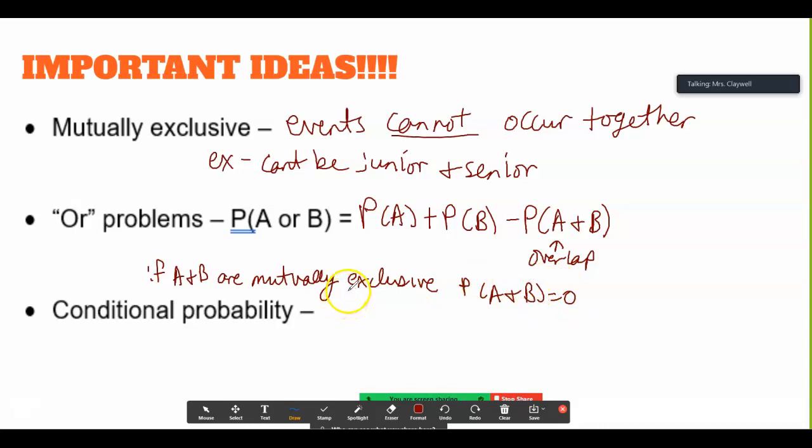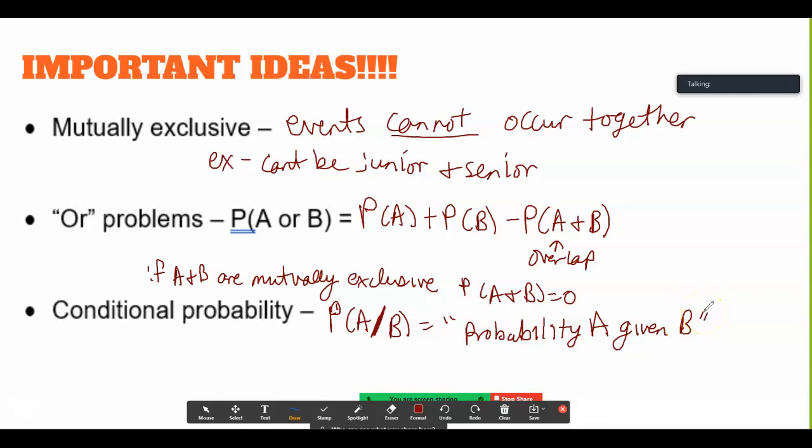Conditional probability means, if you saw something like probability of A, we use this line given B. So this is saying probability of A given B. I would think of this as number of events in both A and B over number in B. That's how I would think of that.